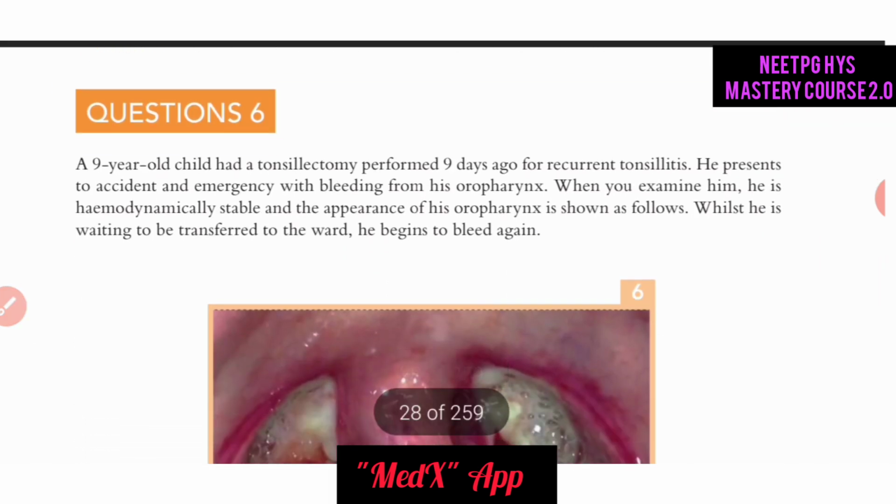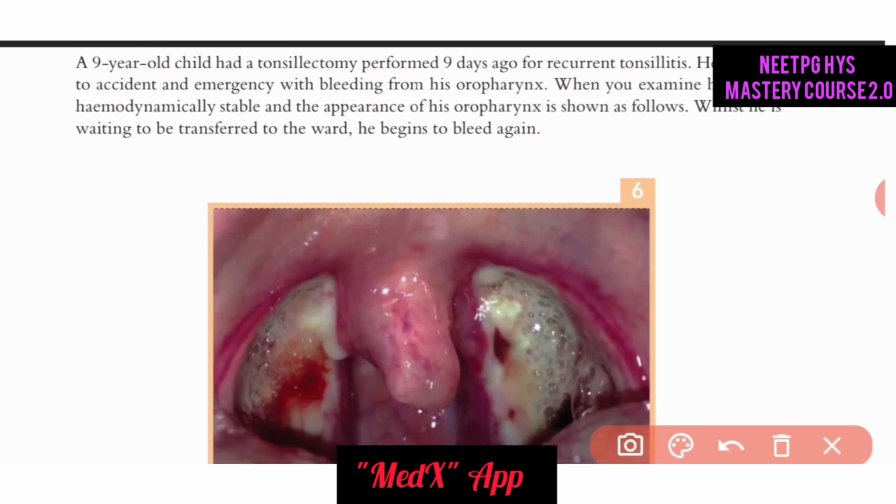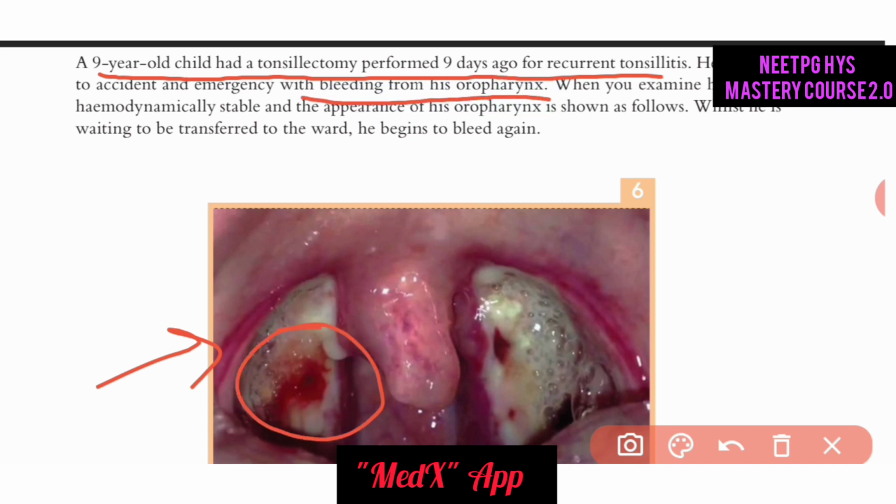Coming to case 6, you get a picture similar to one you got in your previous examination, but once you read the history you will know that this is a post-operative case and not any abscess or tonsillitis that you commonly see. Here they say a 9-year-old child had a tonsillectomy 9 days before, and now presents with bleeding from the oropharynx. This is a common thing. You know that hemorrhage is a complication of tonsillectomy. So here the patient is presenting in the post-operative phase with bleeding in the oropharynx.